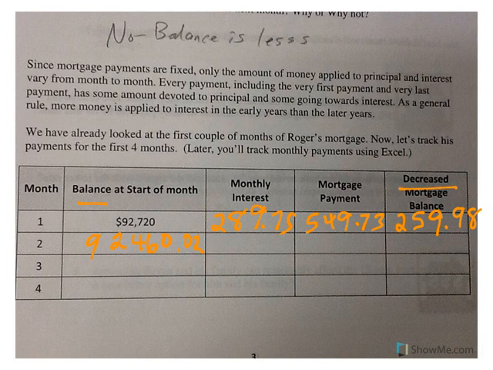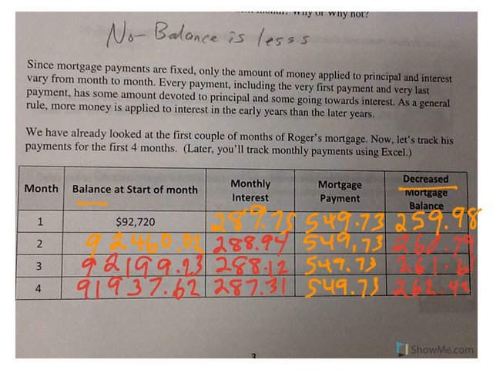Okay, so I'd like you to complete this table just like you did with credit cards. Do your monthly interest, which is your APR divided by 12 times your balance, and go from there. So hit pause and try to finish this out, and then come back and check your answers.